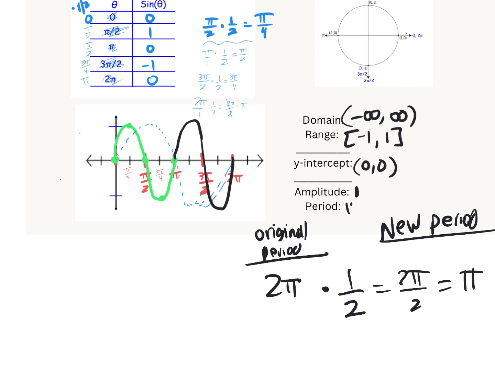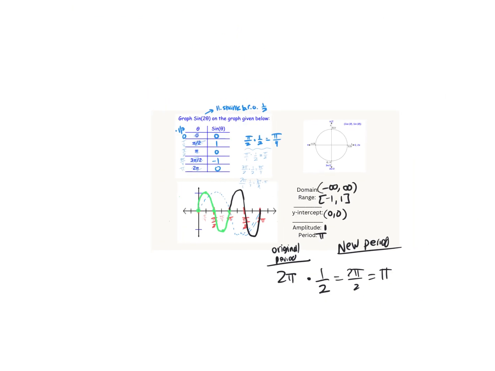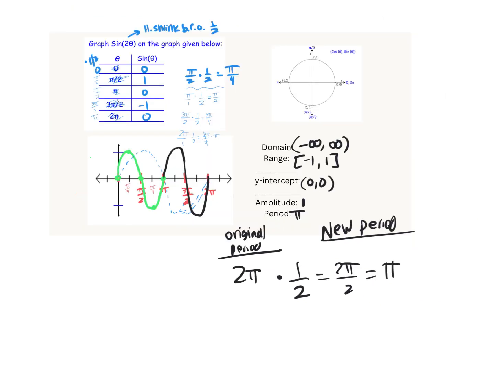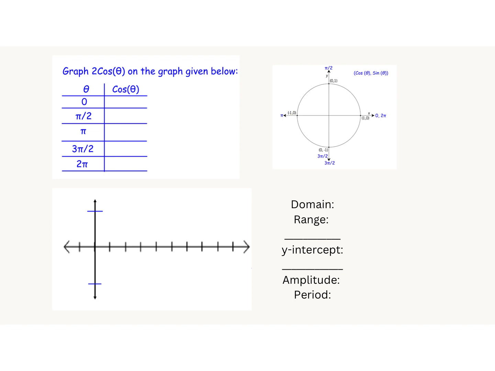So my new period will be pi. So that was our introduction to the world of stretching or shrinking, in this case shrinking, a sine or a cosine graph. Let's do one more. In this next graph, we're going to do a vertical stretch. So still that same process.